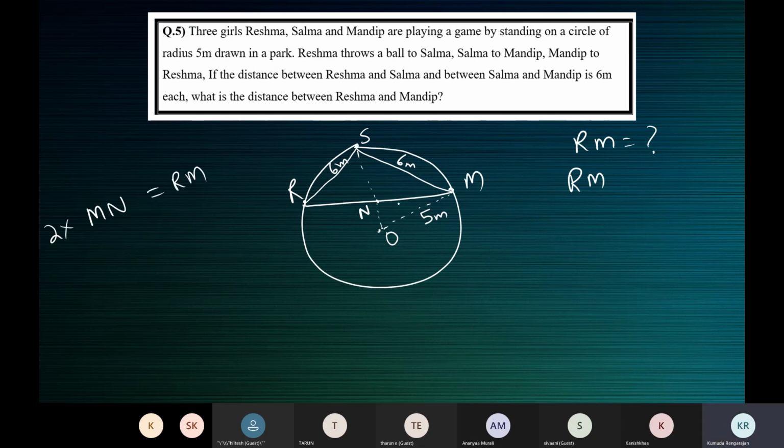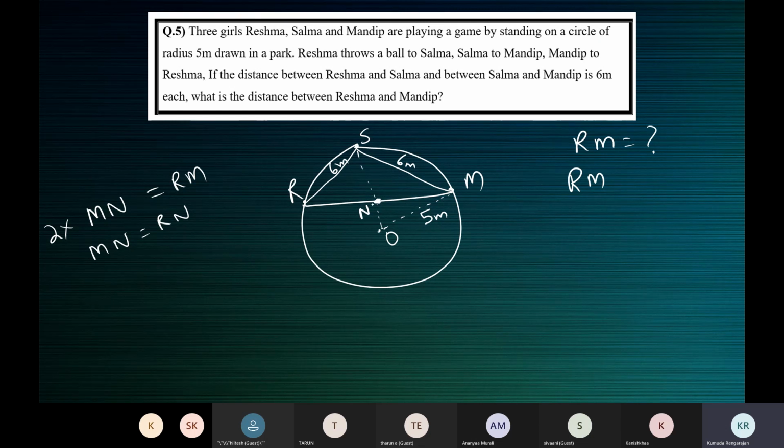But how is that possible? That's possible only if N is the midpoint of RM. So you must show that MN is equal to RN. That is, you need to prove that N is the midpoint of RM.